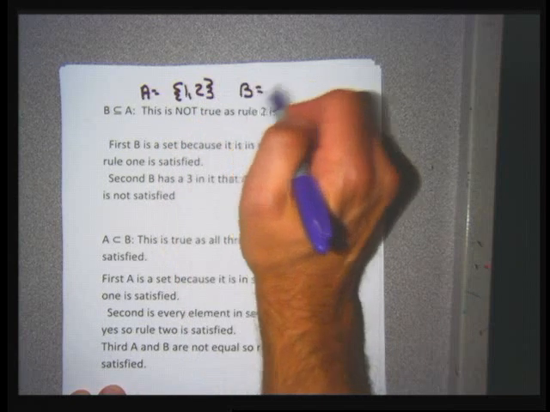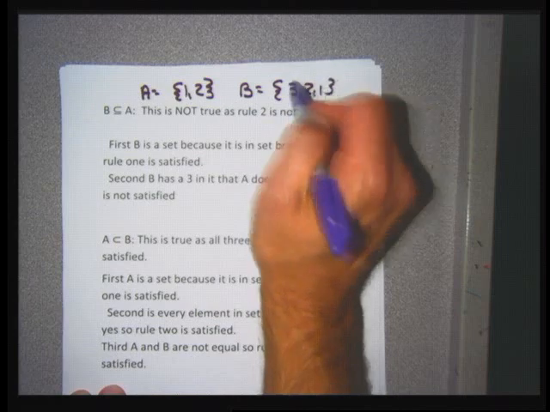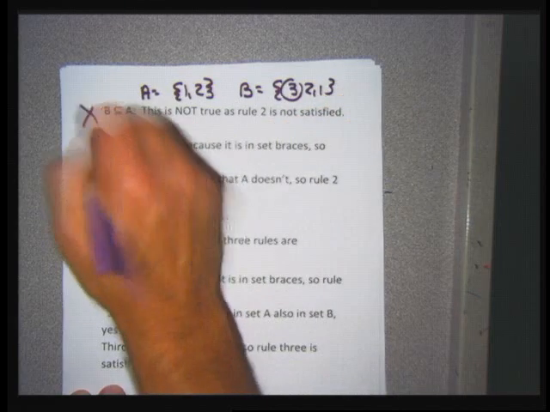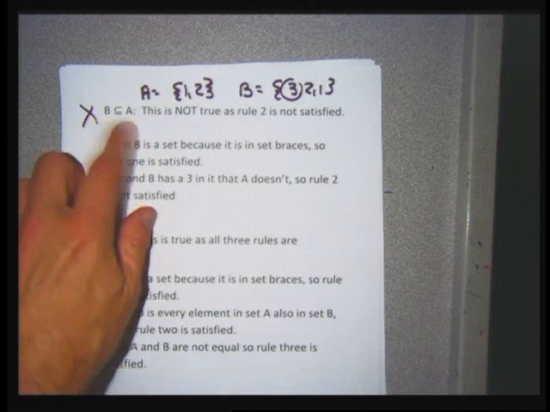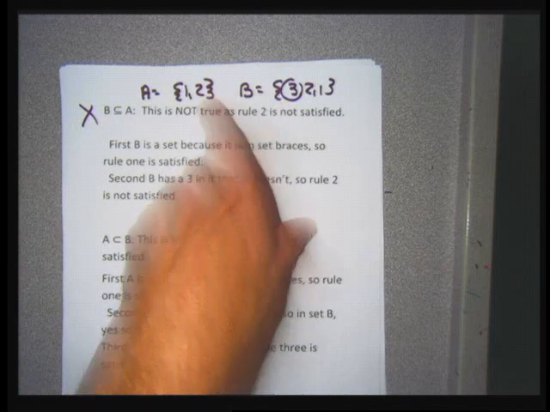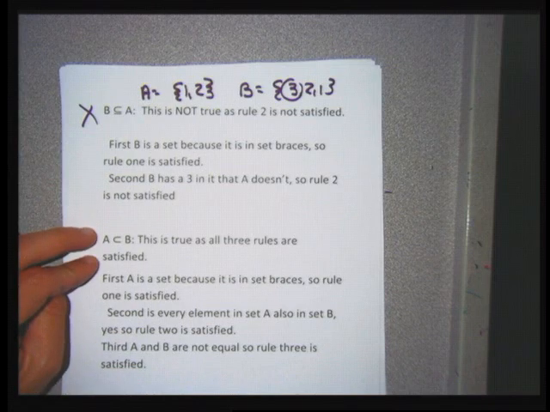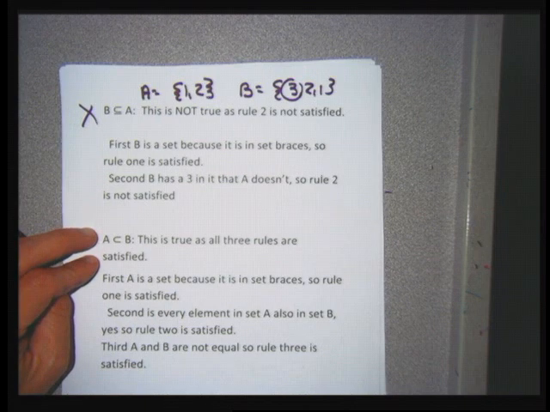because B contains the number 3 that A doesn't. So that's not going to be my answer. It'd be wrong to say B is a subset of A because B is not contained in A. B has a 3 in it that A doesn't. Next thing I'm checking is A is a proper subset of B. To be a proper subset of B, there's three things.